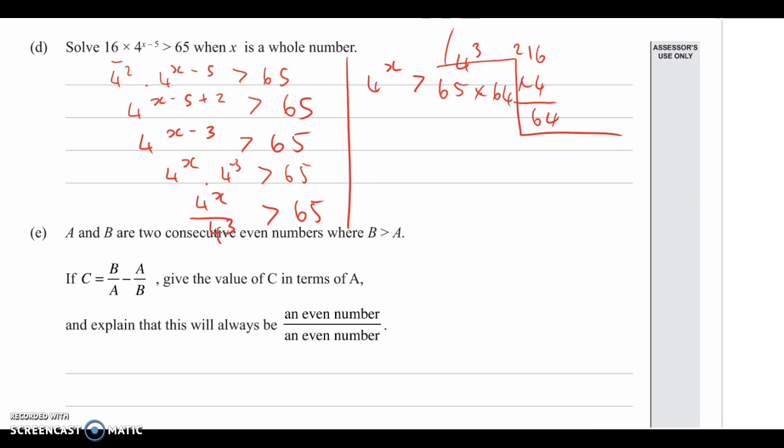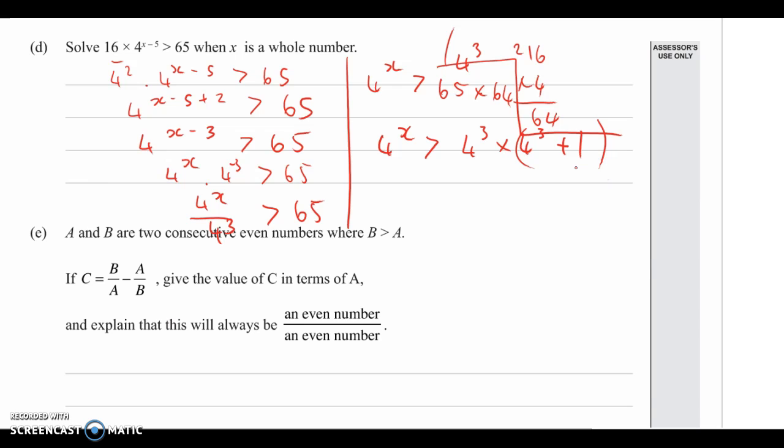Just make some space there. So, and I know that 64 is 4 to the power of 3. And 65 would be, so 4 to the power of x is greater than 4 to the power of 3 times 4 to the power of 3 plus 1 in brackets.